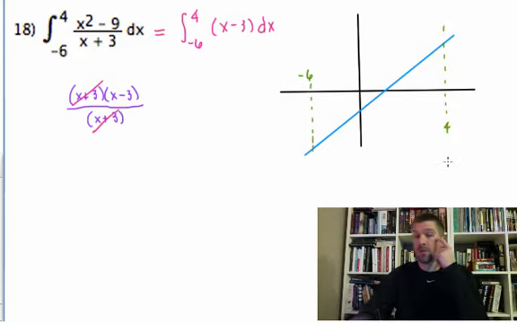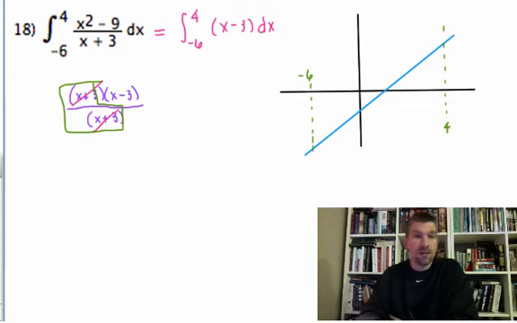Negative 6 to positive 4. The thing that I have to be worried about, and this is why I can't technically say that these are equal, is what happens at this point right here where these two guys are 0. I cannot have 0 divided by 0.